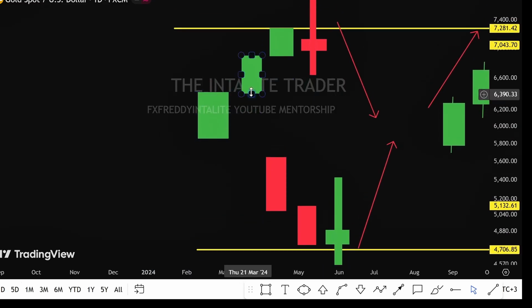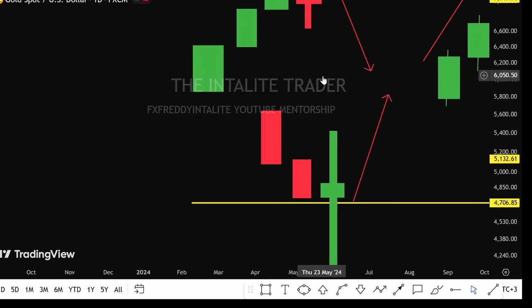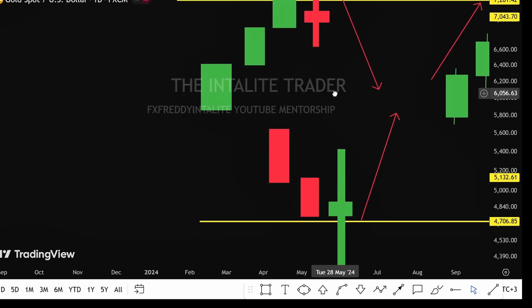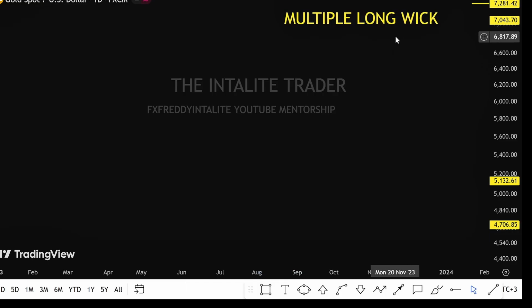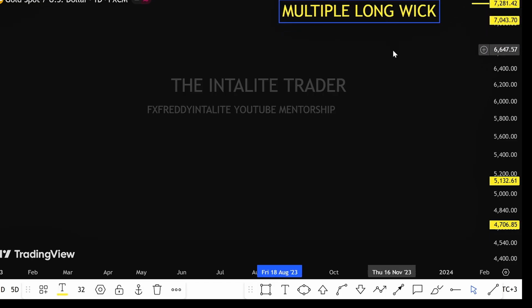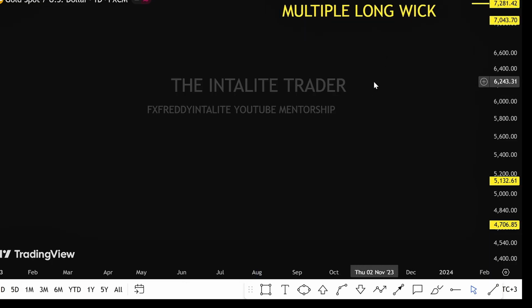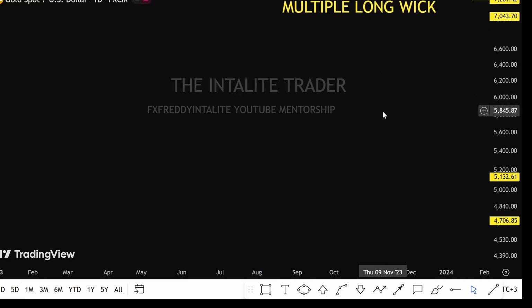This can happen on the daily, it can happen on the 4-hour, it can happen on the monthly, it can happen on the weekly, just as I will show you how to trade these patterns. Let's look at another pattern, which is multiple long wick candles. We are still looking at candlestick patterns, but how we trade them as interlight traders, the advanced way of trading them and seeing these patterns. How do we read the market using these patterns?